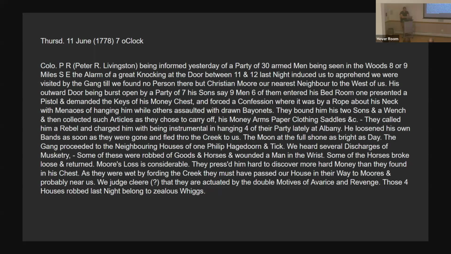The loss at Moore's farmstead is considerable. And the loyalists were wet from fording the creek, and they must have passed our house on the way to Moore's, probably near us. The 4 houses that were robbed by this group of 30 armed men all belonged to zealous Whigs, meaning people who were in support of the revolution. You know, they wanted independence from Great Britain.